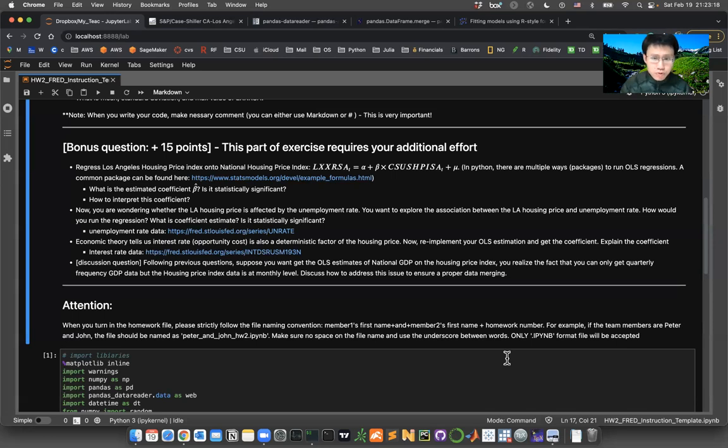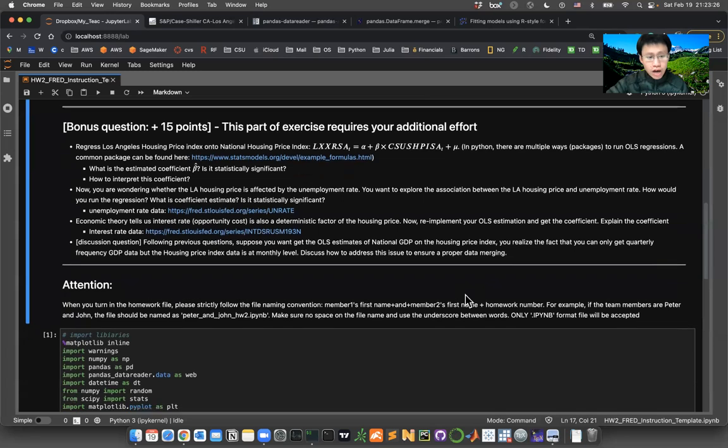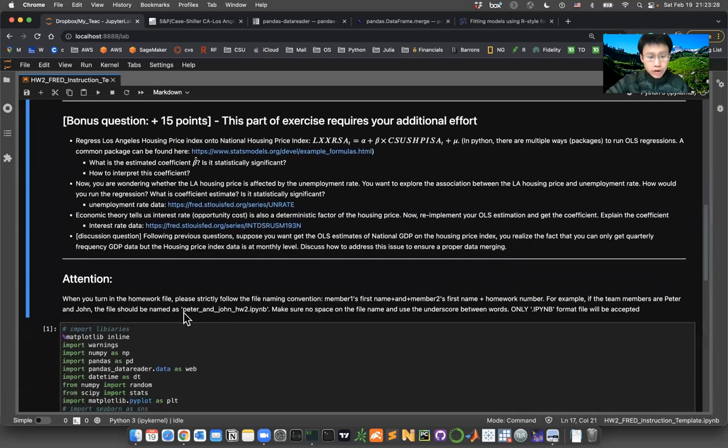Okay, so that's pretty much what I have for the second homework. When you are ready to submit your file, make sure you follow the naming convention I listed over here, and then upload your Jupyter notebook onto Canvas.